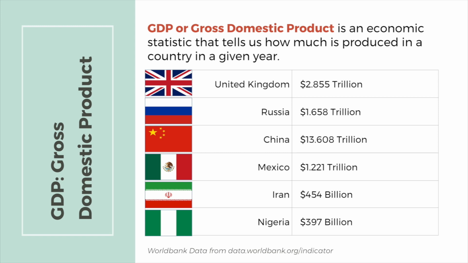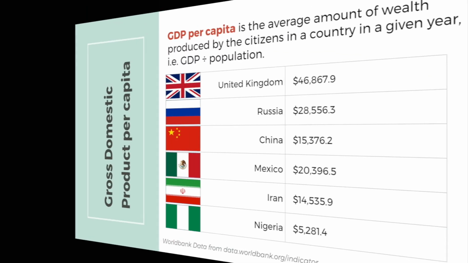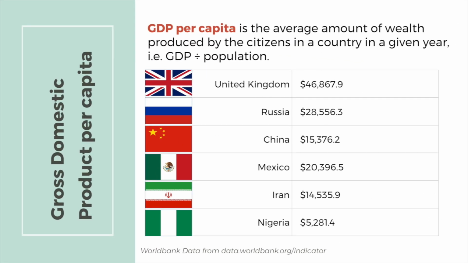If we look at it carefully, it looks like China is the wealthiest country overall. It produced $13,608 billion worth of goods and services last year. That means China's economy is 34 times larger than that of Nigeria, which produced only $397 billion worth of goods in that same year. But GDP can also be misleading because it doesn't take into account the size of each country's population.